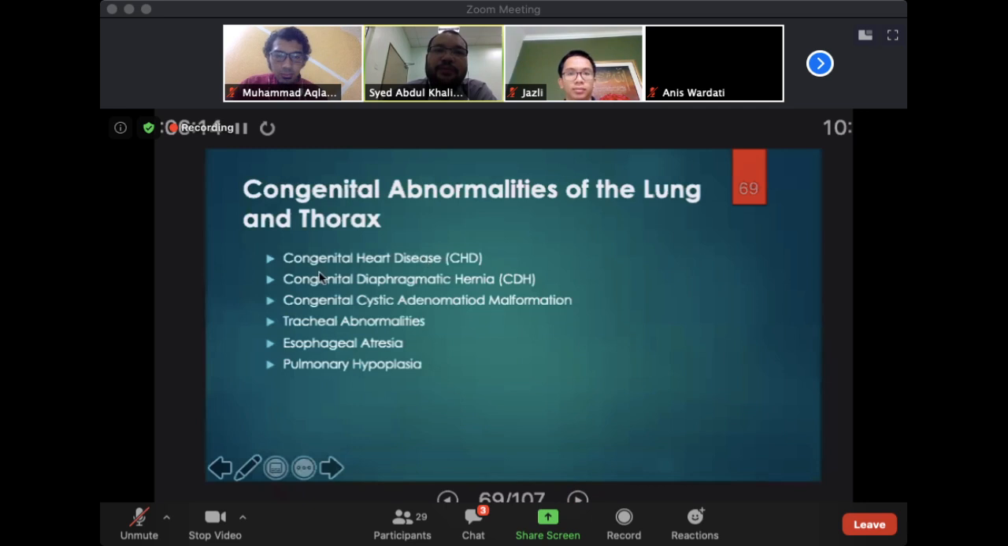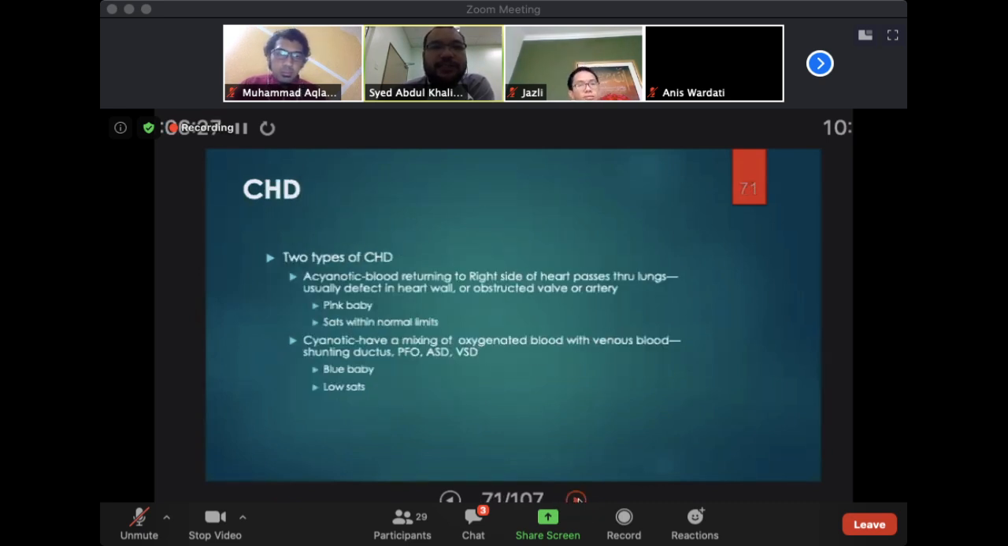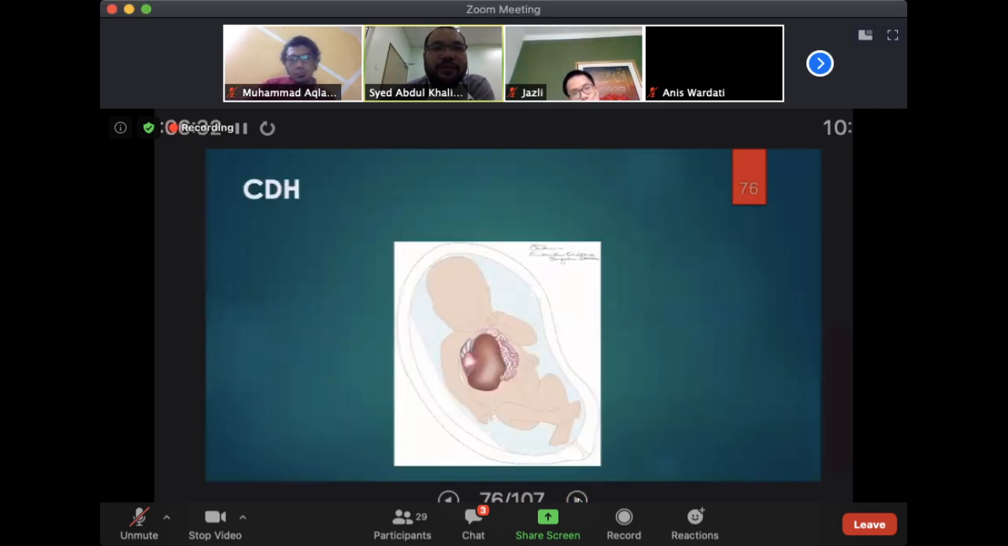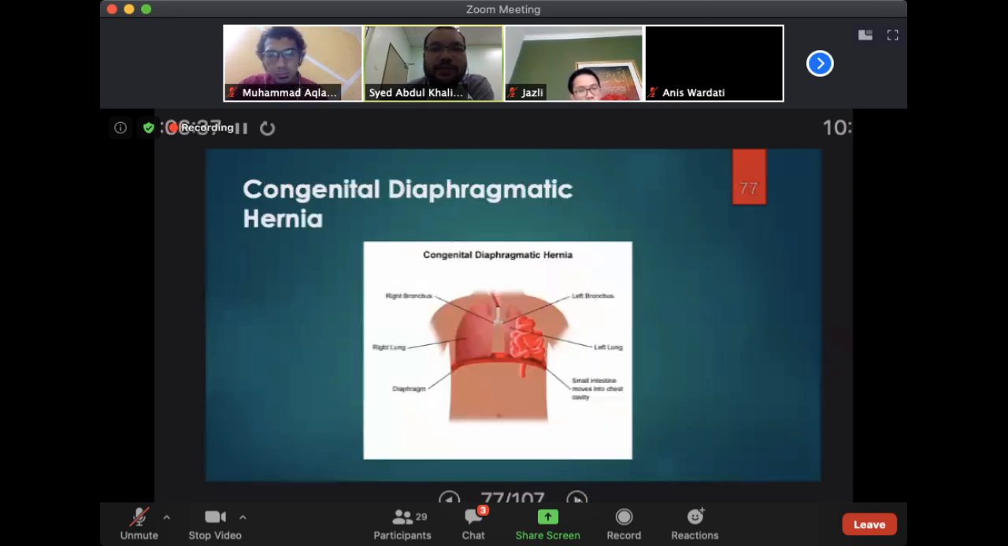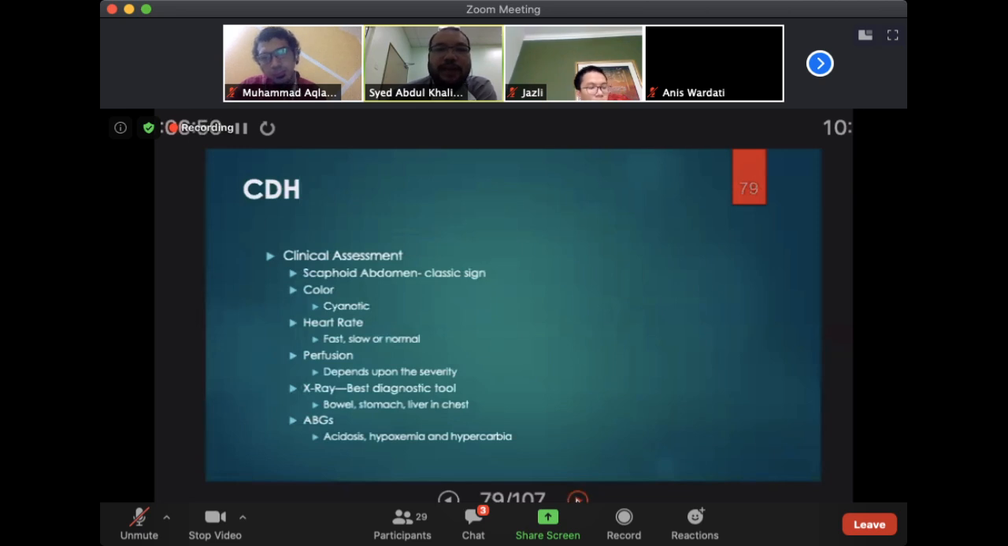Okay, and then other things are such as congenital heart disease, diaphragmatic hernia as mentioned before, CCAM, tracheal abnormalities, severe pulmonary hypoplasia. Let us see congenital heart disease. We're not going to go into that. Do we have an X-ray? CDH is where the bowel goes into the thorax. Because there's a defect in the diaphragm, bowel content goes inside the thorax and causes compression, causes lots of problems. CCAM is where you have cystic changes.